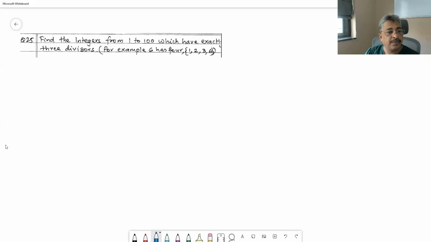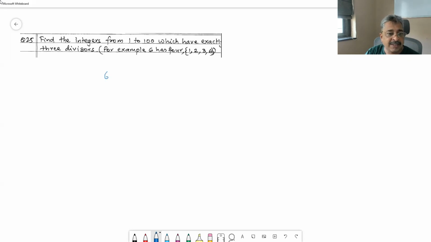Question 25. Find the integers from 1 to 100 which have exactly 3 divisors. Now, in this question, you should be aware of how we find the total number of divisors. Let me try to explain it in brief.